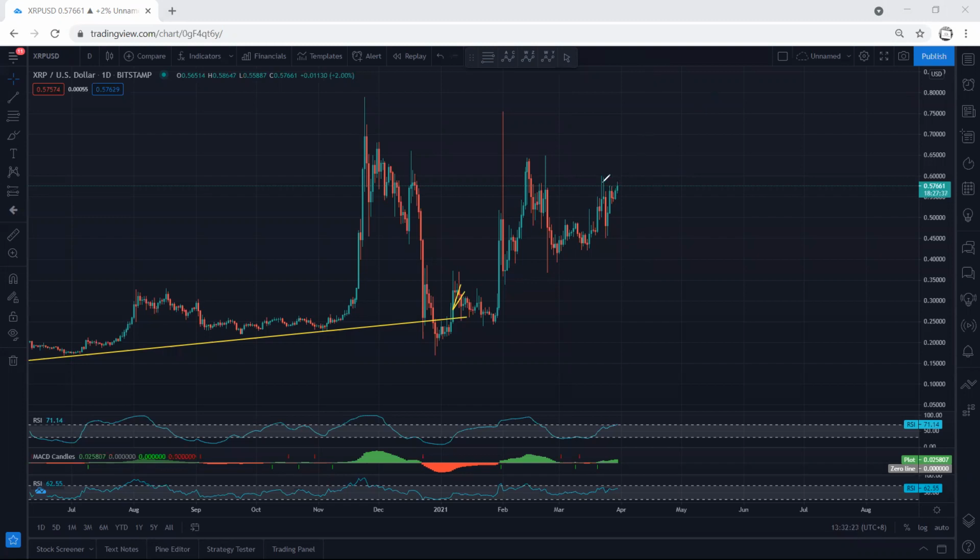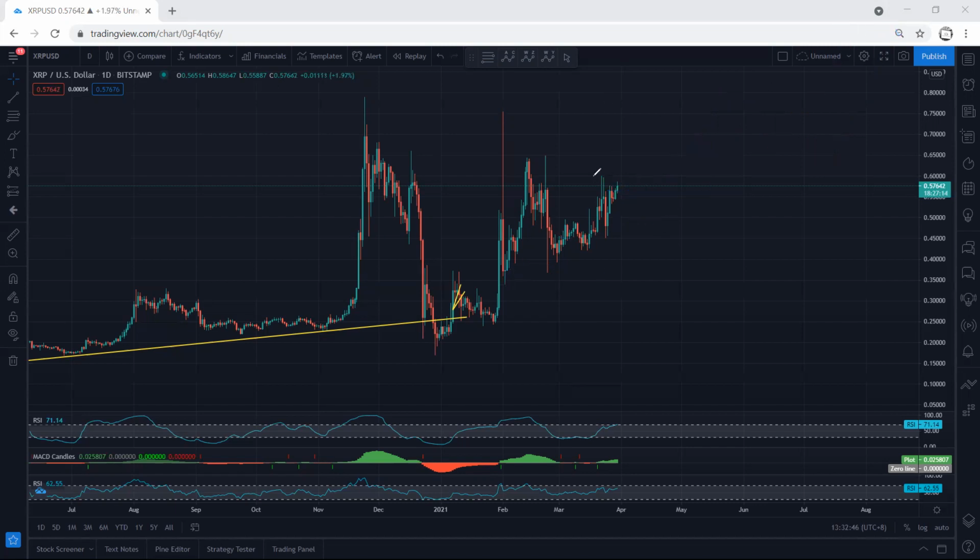If there is a continuation from here with the breakout of 0.65, then from there we can expect the price can break 0.75, and this can be the start of the up move. Maybe at that time we can expect a correction, but at that time we won't expect the price to retest this low. That means we consider this the start of the up move.